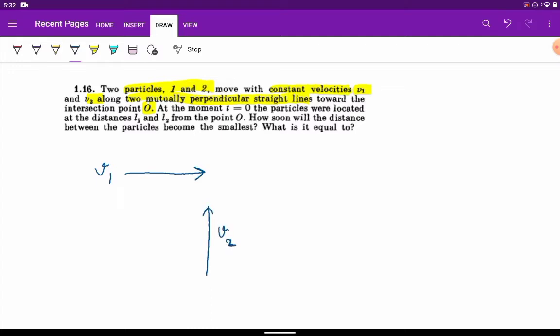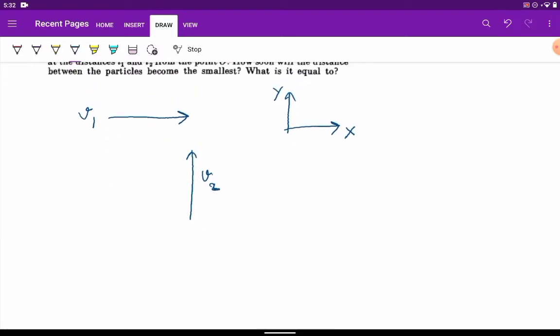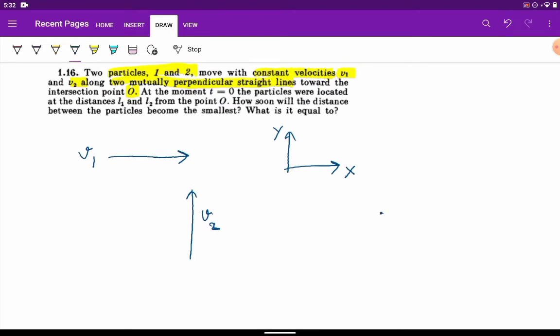And let's say this is the positive y-axis, this is the positive x-axis, and the particles are located at distances L1 and L2 from the point O. Okay, these are the directions of the velocities. Now we consider the location. So let's say this is the intersection point O. One point is here, one point is here. This distance is L1, which is coming at V1. This distance is L2, it's coming at V2. So all constant velocities.